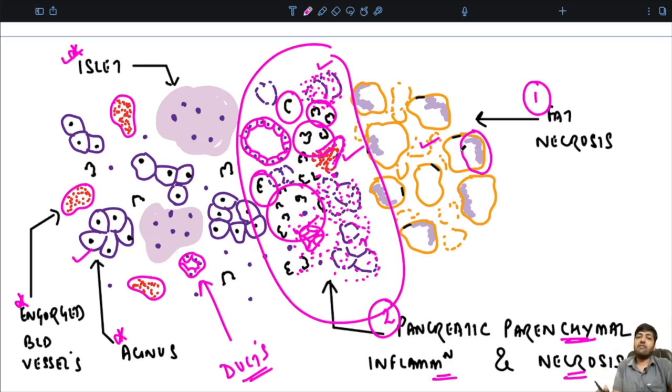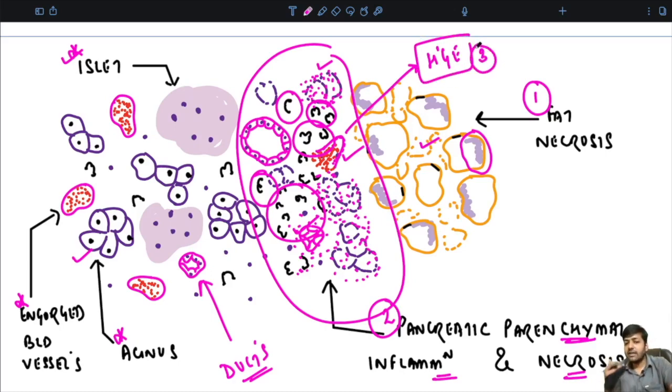So what we are seeing is fat necrosis, and pancreatic parenchymal inflammation characterized by necrosis. Not only that, we are also seeing hemorrhage over here, intraparenchymal hemorrhage as well. So these are all the features characterizing acute pancreatitis.